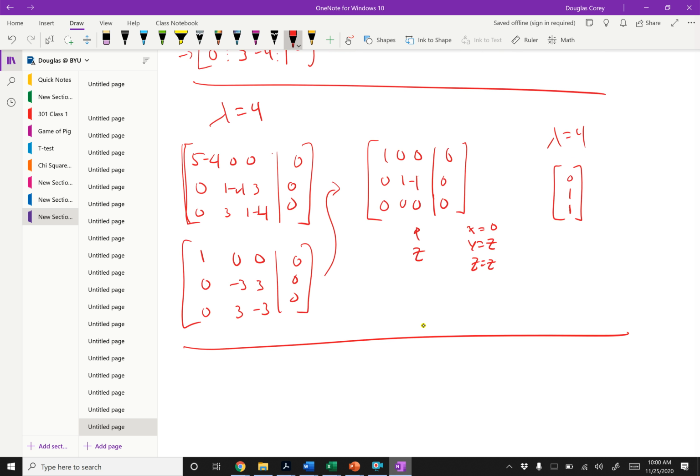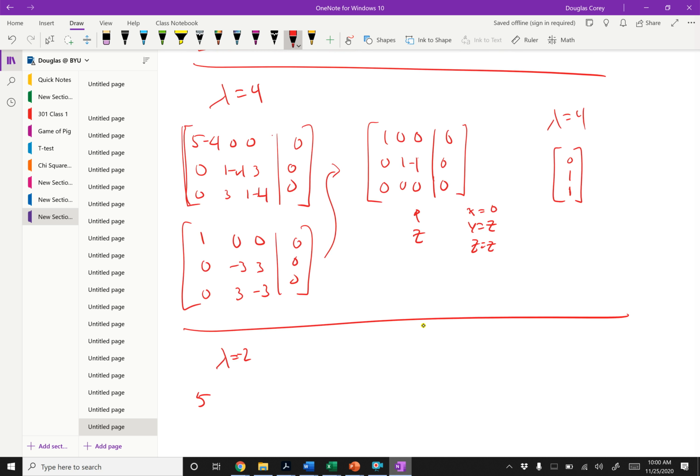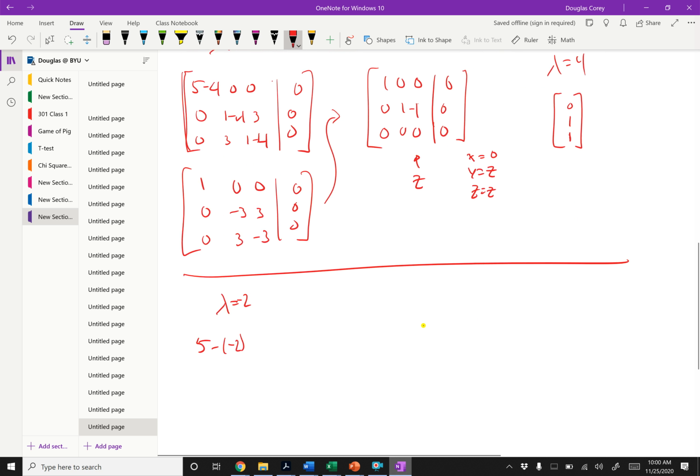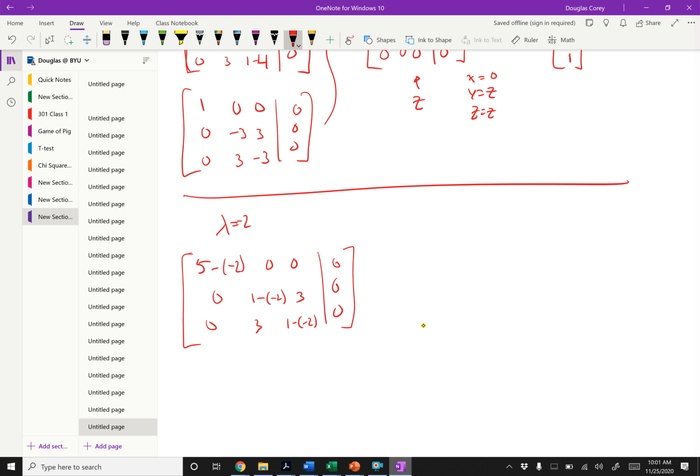And for lambda equals -2, 5 minus -2, 0, 0, 0, 1 minus -2, 3, 0, 3, 1 minus -2, and augment with 0, 0, 0 to find the null space of this new system, and that gives me 7, 0, 0, 3, 3, 0, 3, 3, and I can row reduce that.